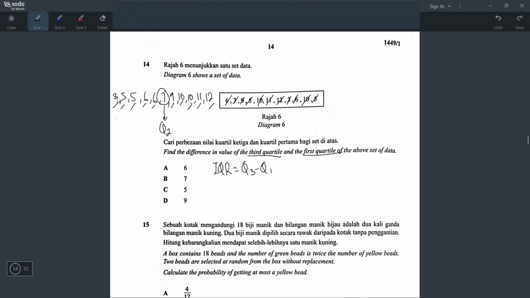So first half got how many numbers? 1, 2, 3, 4, 5. The 7 we don't count because that's the Q2 already. So the first half is only here. It means there are 5 numbers in the first half and 5 numbers also in the second half, right?